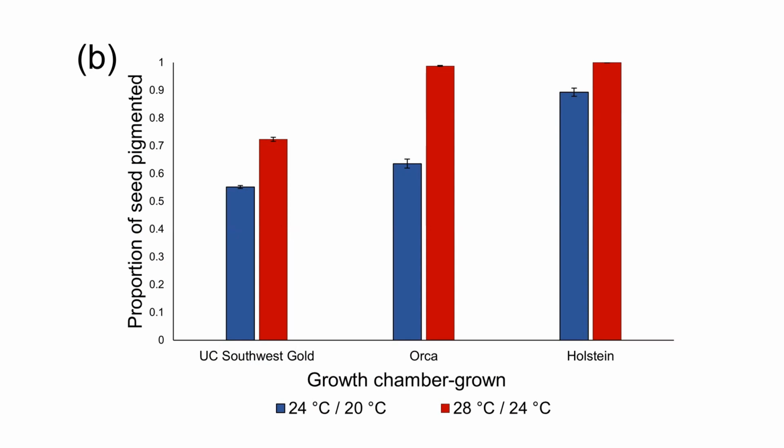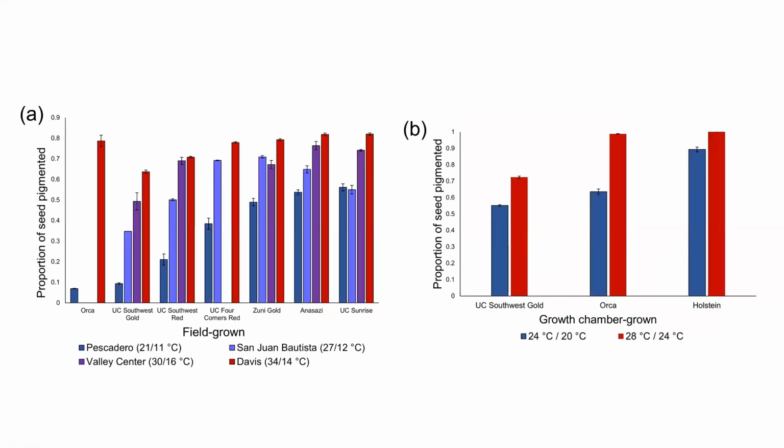temperature on pigmentation. And it's also worth pointing out that this Holstein mutation is different: it has two genes that are mutated, both independent mutations relative to these other ones. So we are seeing this in some different genetic backgrounds.